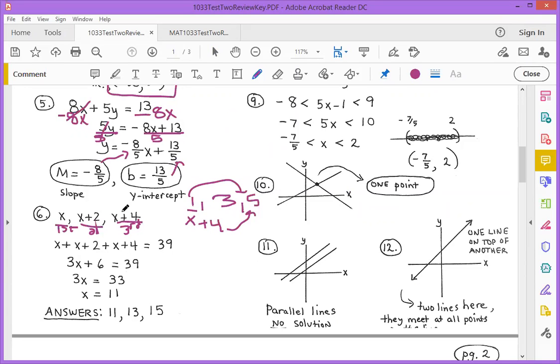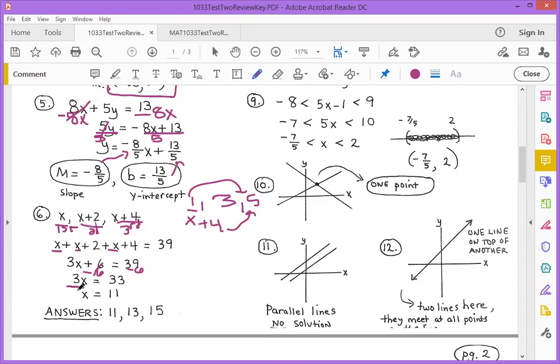You're told that the sum of those 3 consecutive odd numbers is 39. So we add these 3 expressions together, x plus x plus 2 plus x plus 4, and we'll set it equal to 39. You want to combine your like terms. So x plus x plus x gives us 3x. And then 2 plus 4 gives us 6. So we'll go to solve this equation. We're going to subtract 6 from both sides and divide by 3.